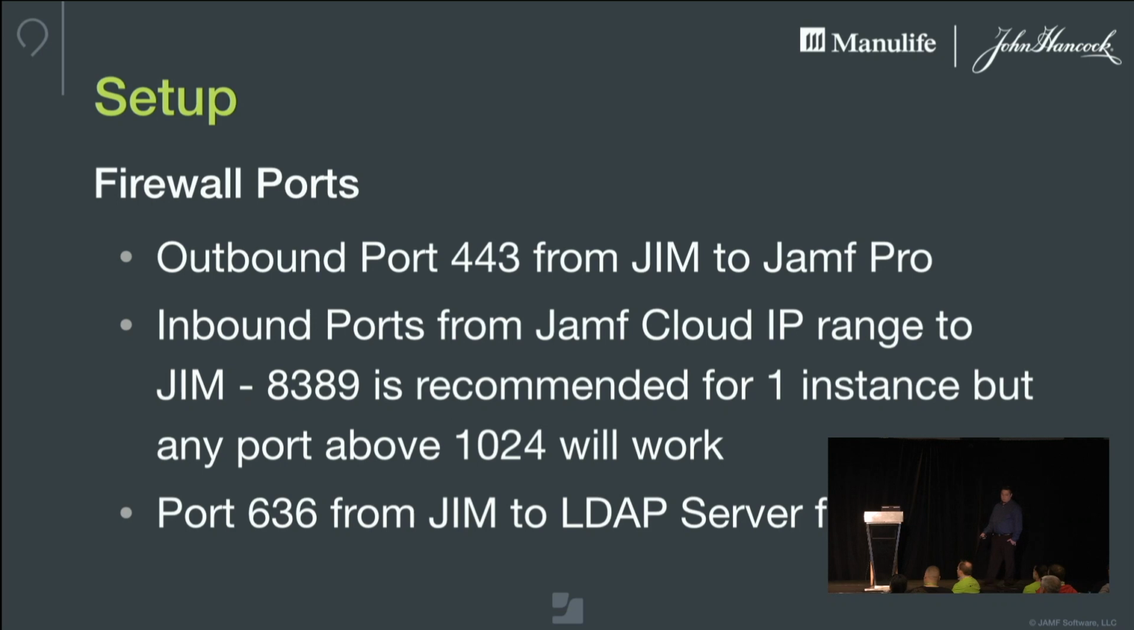We had to open several firewall ports. We're in financial services, so our network is very secure. We were allowed to open an outbound port for 443 from our JIM to Jamf Pro. In order to do this, it had to be an IP-based rule. So we had to get the IP for Jamf Pro by doing an NS lookup. So we did an NS lookup to our Jamf Pro URL to get the IP address needed in order to open that firewall port.